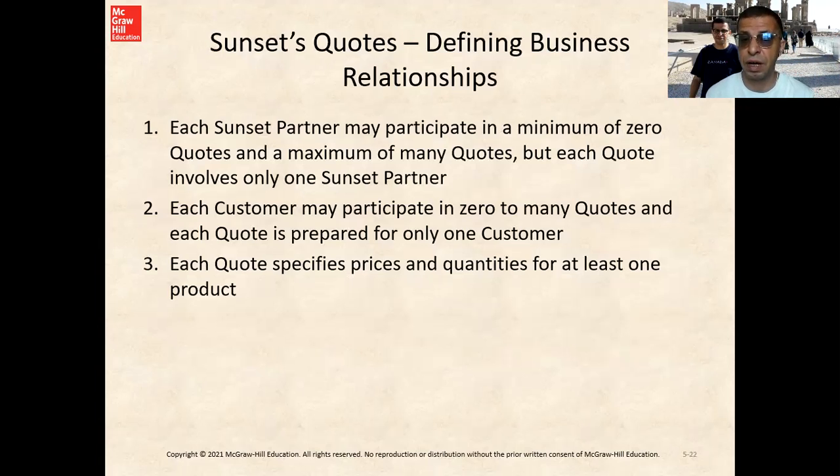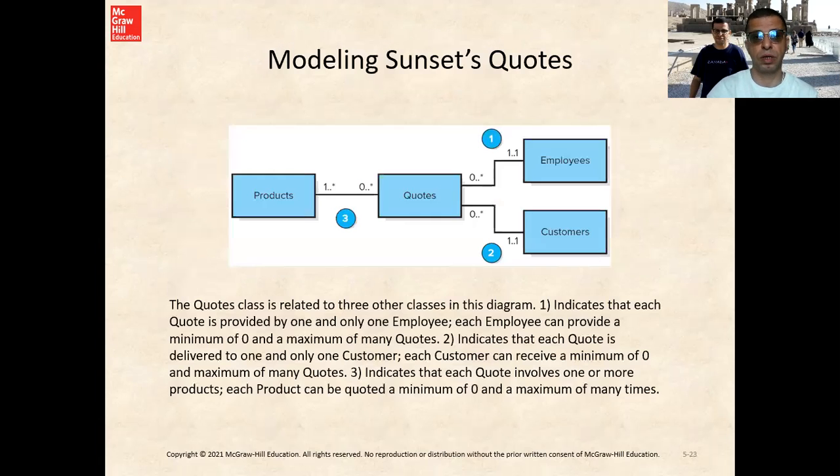Each quota specifies prices and quantity for at least one product. So you cannot have an empty quota. We can look at this model. Basically there's a product available. We create quotas, and the quotas are done by the employees, and the customers, both can see them. And once it's approved, this is the process. Process one: there are employees, there are customers, there are quotas, and there is a product also.